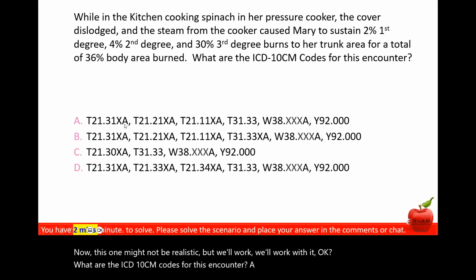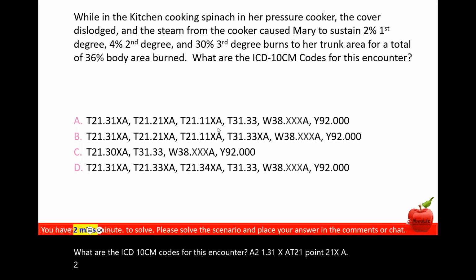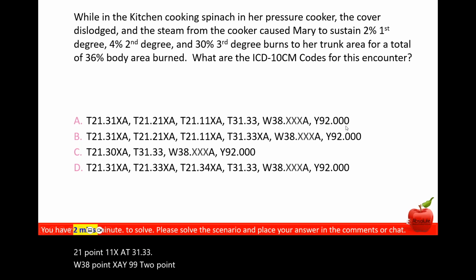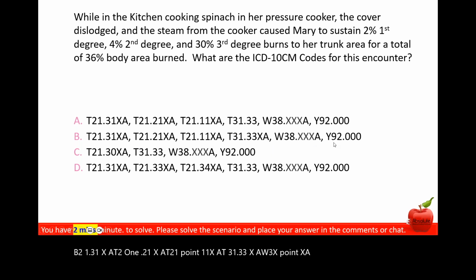A, T21.31XA, T21.21XA, T21.11XA, T31.33, W38.XXXA, Y92.000. B, T21.31XA, T21.21XA, T21.11XA, T31.33XA, W3X.XXXA, Y92.000.